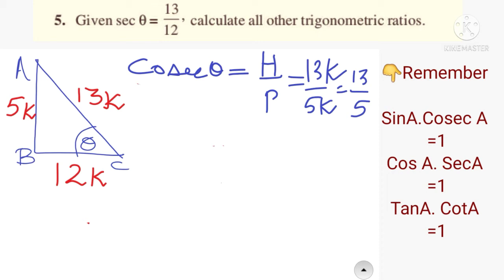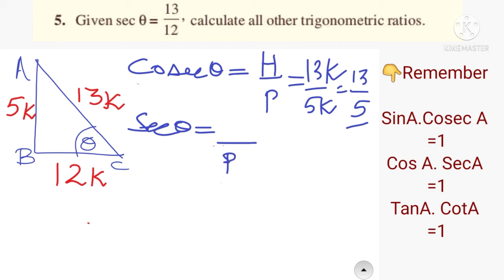Otherwise, we have already found the value of sine theta, that is 5 by 13. So you can straight away write down the reciprocal of the sine theta value. We have already found out sine theta is equal to 5 by 13, so 13 by 5. Similarly, secant theta, we know, is the reciprocal of cos theta.